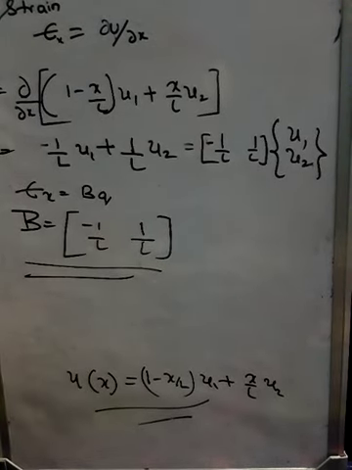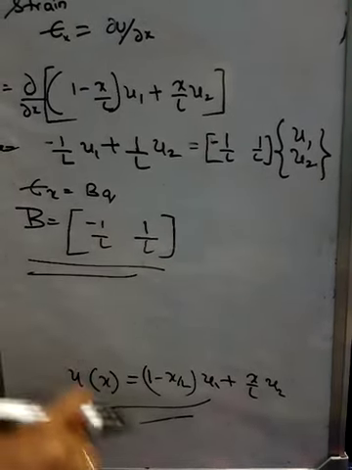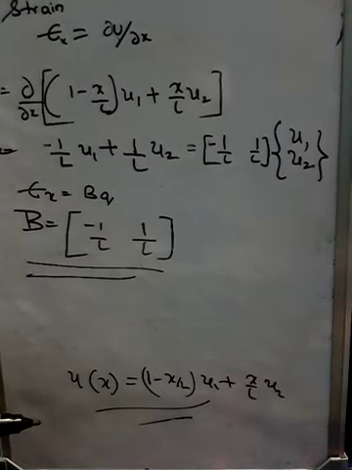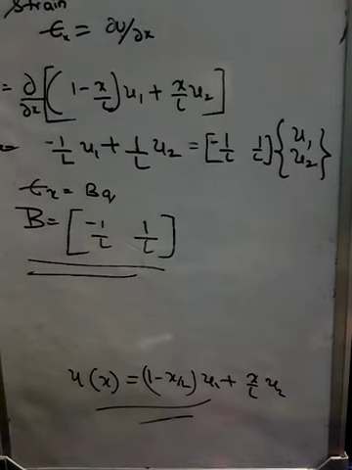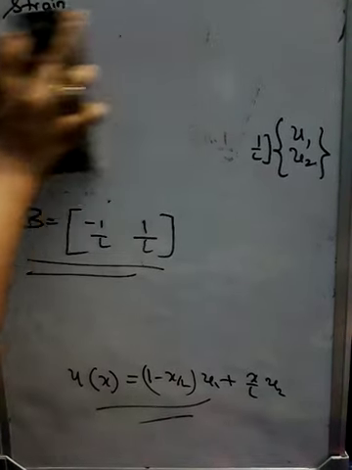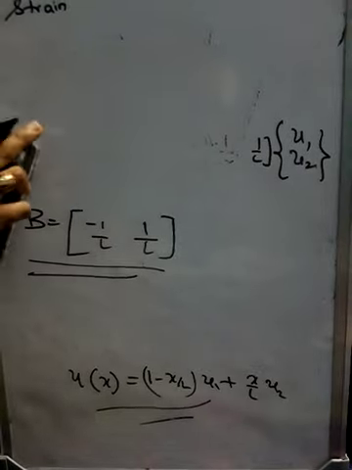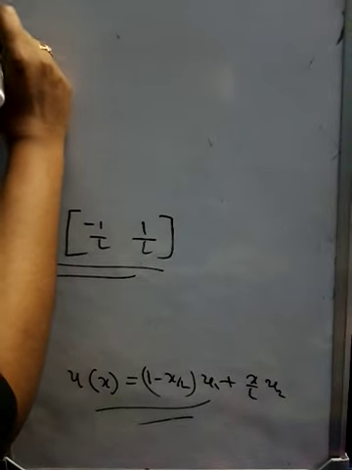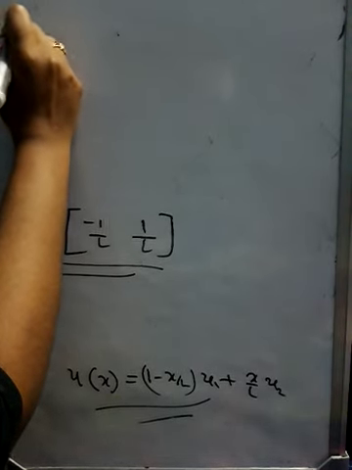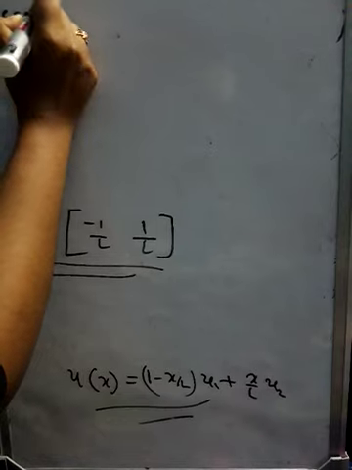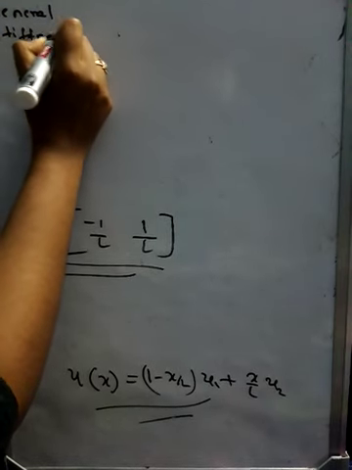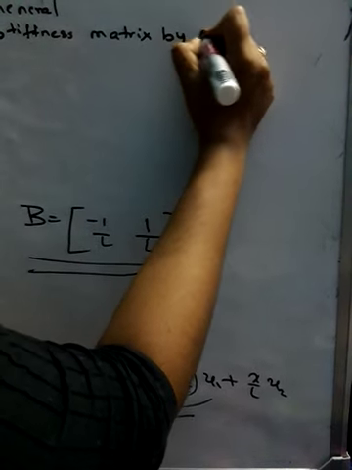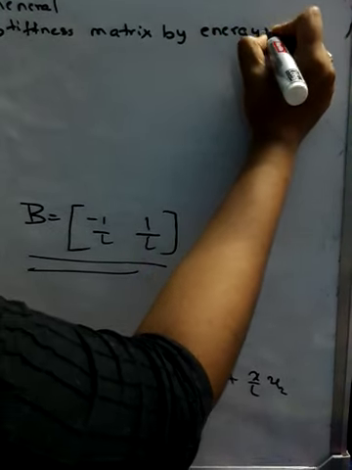Okay, so now after this, what we are going to do is, we know that general stiffness matrix by energy method, we already derived the equation, no? So that particular derivation let me write. General stiffness matrix by energy method.